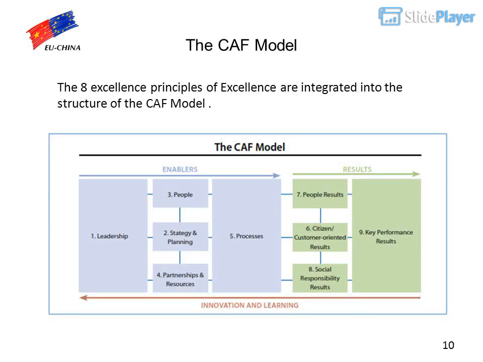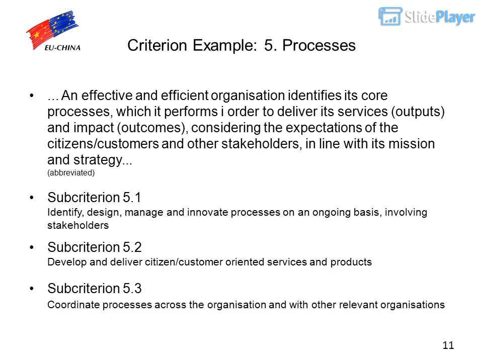The SEF model. The 8 Principles of Excellence are integrated into the structure of the SEF model. Criterion example. 5. Processes. An effective and efficient organization identifies its core processes, which it performs in order to deliver its services, outputs, and impact outcomes, considering the expectations of the citizens/customers and other stakeholders, in line with its mission and strategy. Abbreviated. Sub-Criterion 5.1 Identify, design, manage and innovate processes on an ongoing basis, involving stakeholders.